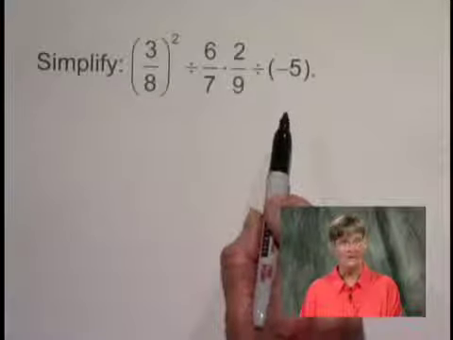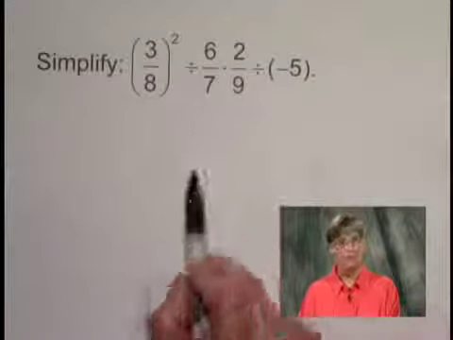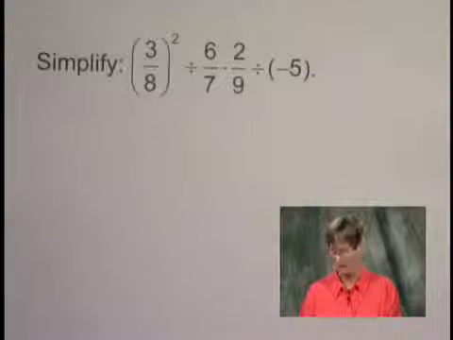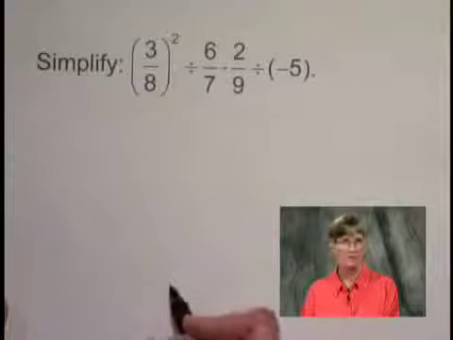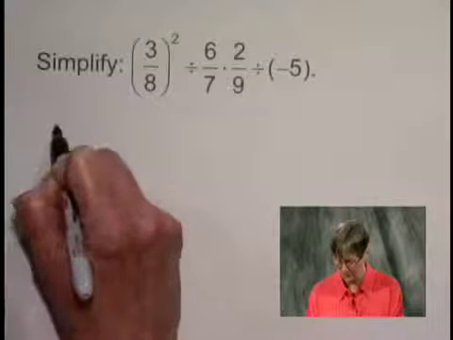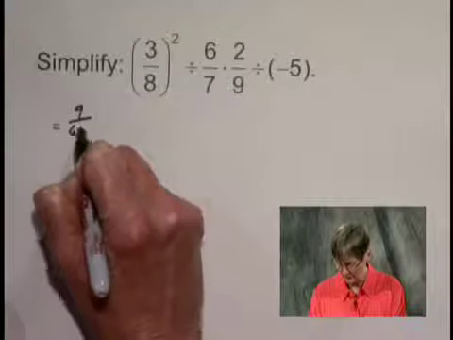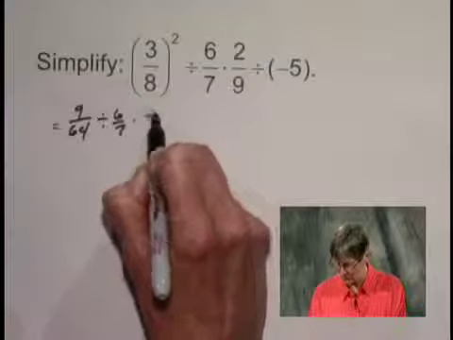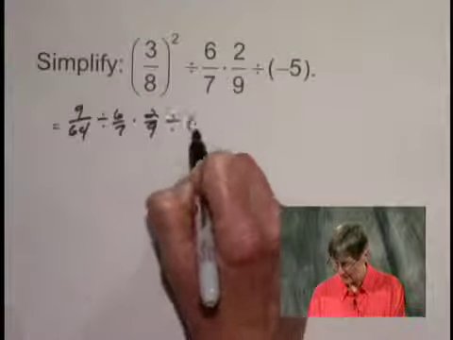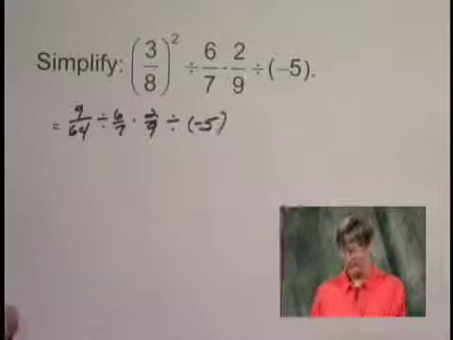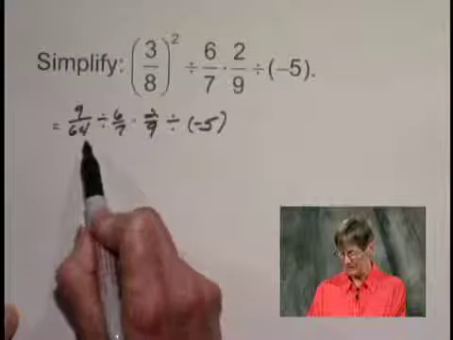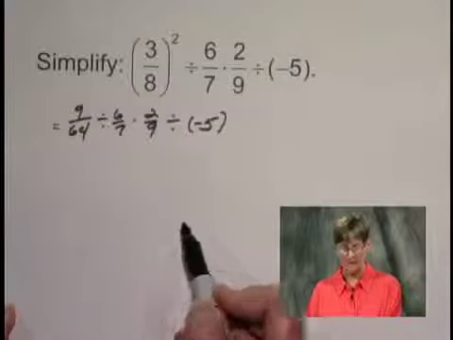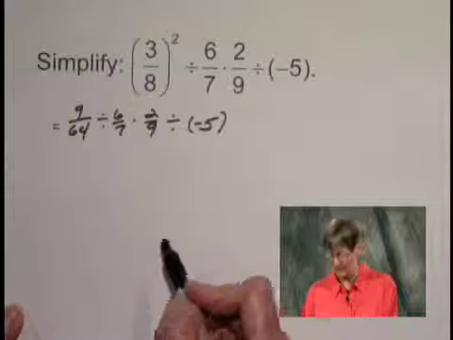So we'll move to the next step in the order of operations, which is to evaluate exponential expressions. And we do have this one exponential expression here. (3/8)² is 3/8 times 3/8, or 9/64. And then we still have this divided by 6/7 times 2/9 divided by -5. Now, I'm going to do the divisions and multiplications in order from left to right next, which is what the rules for order of operations tell us to do.